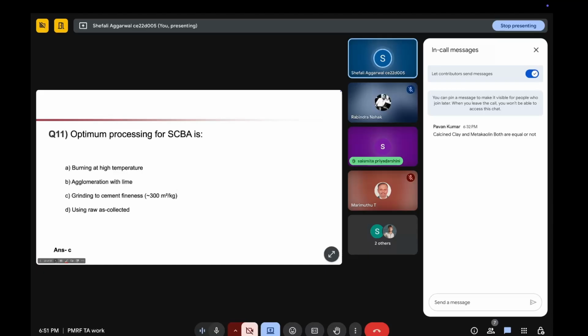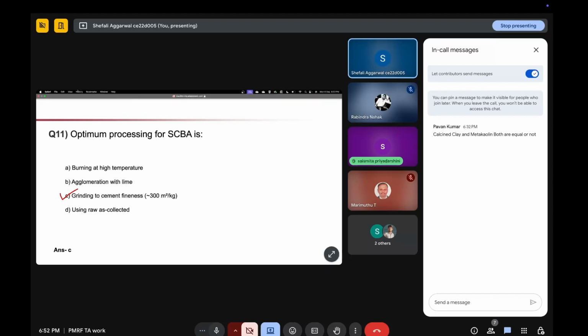So in case of bagasse ash, it is C, correct. It is important to grind it to the cement fineness level.